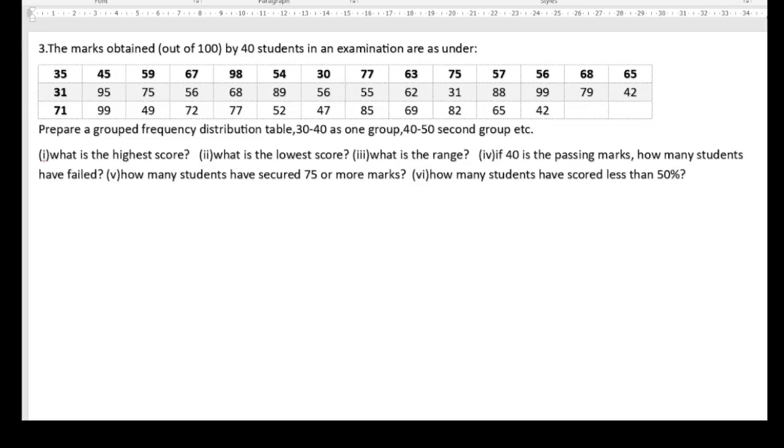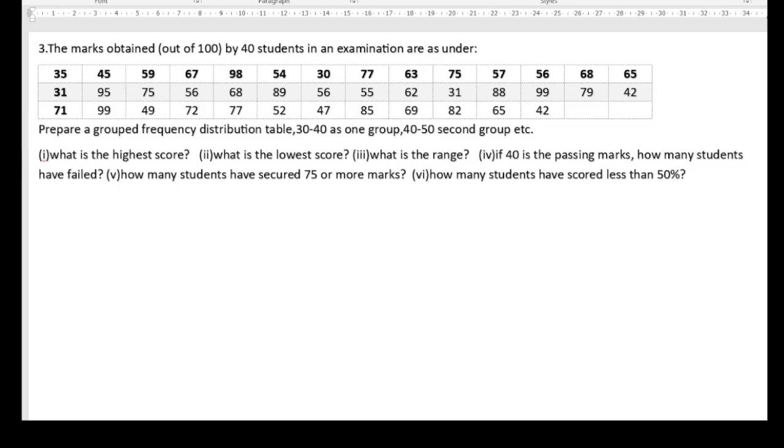Third problem: the marks obtained out of 100 by 40 students in an examination are as under. So these are the marks of 40 students, out of 100 marks. These are the marks secured by the students: 35, 45, 59, and so on.